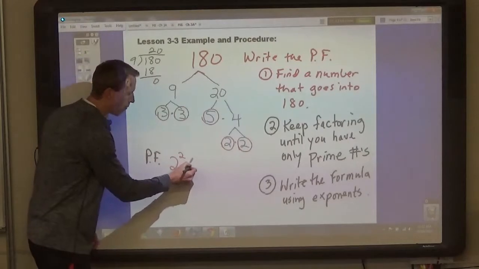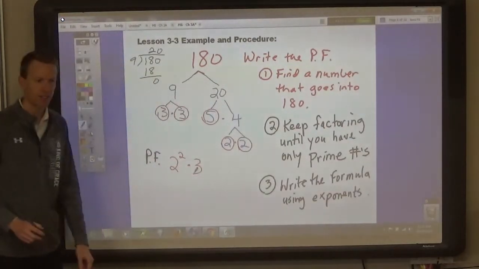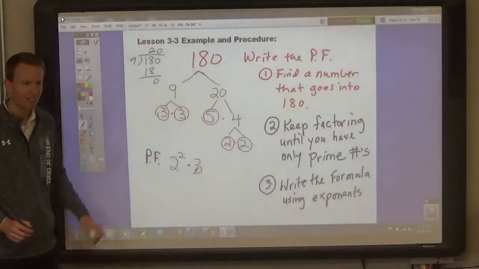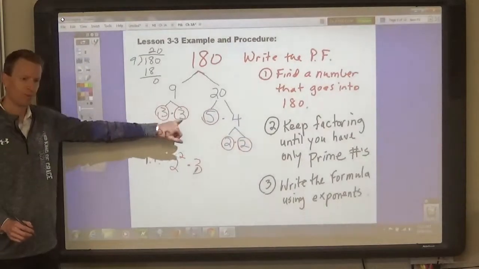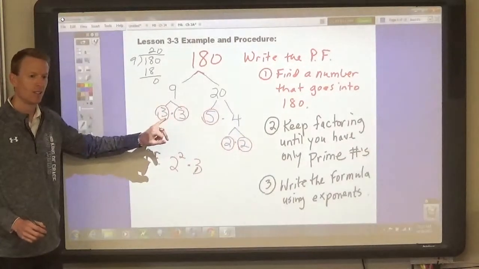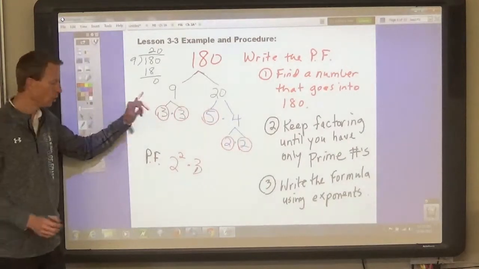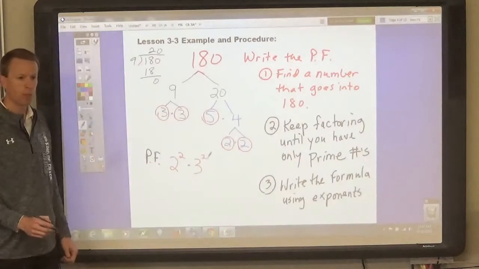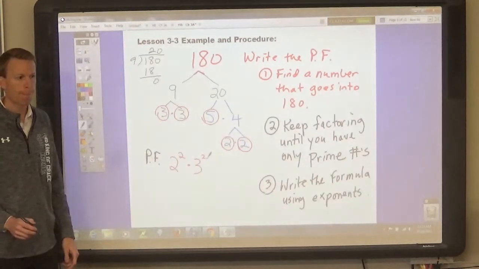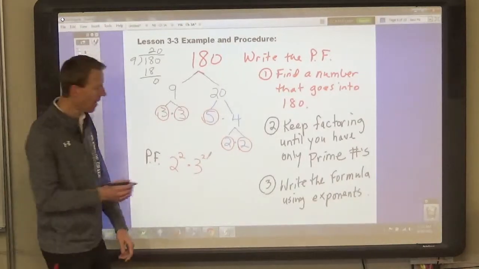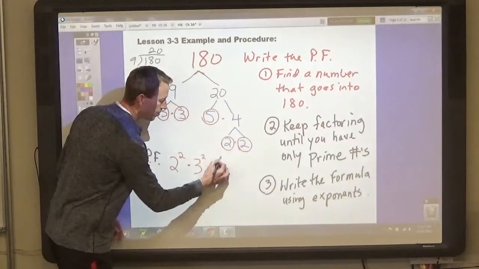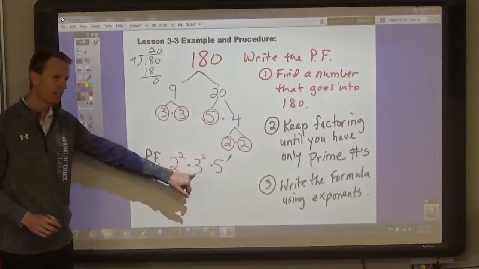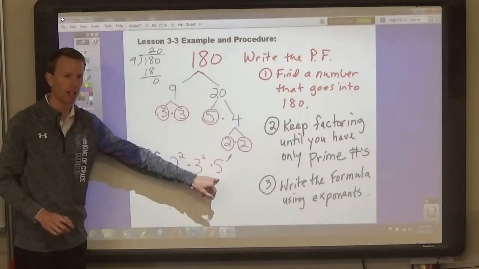We have to use 3 in our formula. How many? Count them. How many 3's are there? 2. So then write 3 squared. What else do we need to put in our formula? 5. How many of them? 1. Yep. So what is 2 squared times 3 squared times 5?